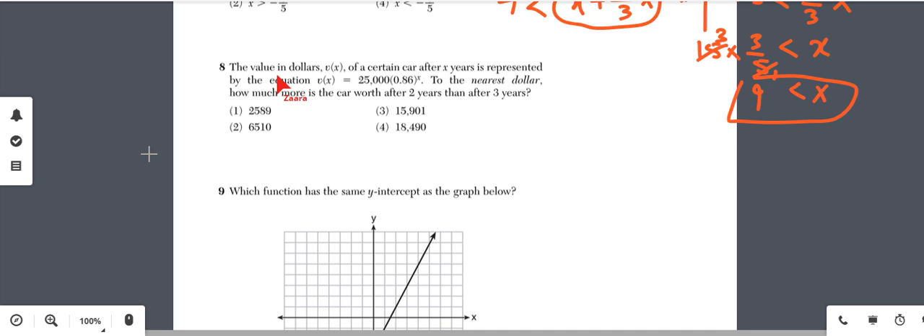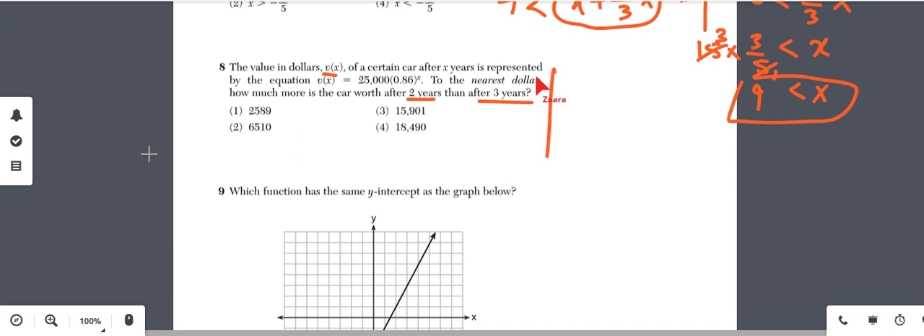The value in dollars, V of x, of a certain car after x years is represented by this equation: V of x is equal to 25,000 times 0.8 raised to the power of x. To the nearest dollar, how much more is the car worth after 2 years than after 3 years? So what you basically have to do is first calculate the car's worth at 2 years, then at 3 years. Okay, so very simple.